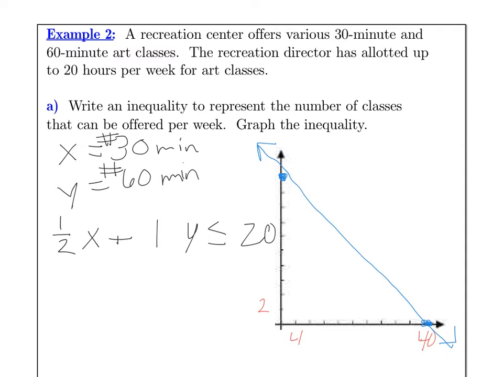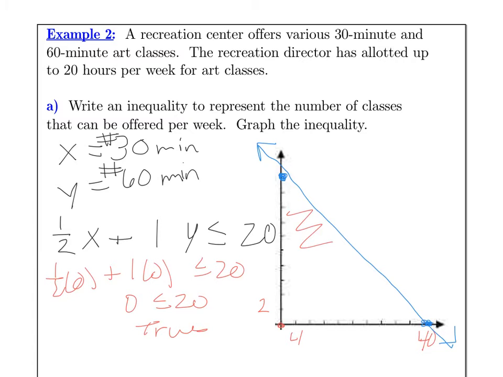And if I'm shading, I would also, again, like to pick 0, 0. And I'm going to test the point 0. So 1/2 times 0 plus 1 times 0 less than or equal to 20. So I ask myself, is 0 less than or equal to 20? And that's true. And so that means I'm going to shade on the side with 0.